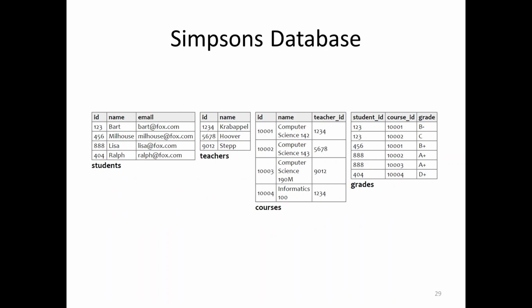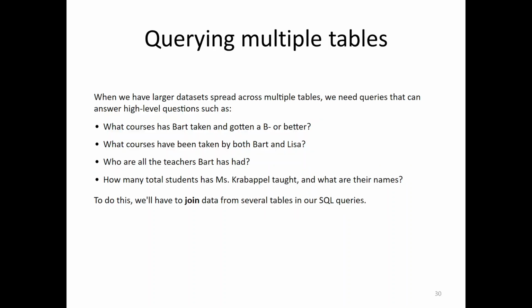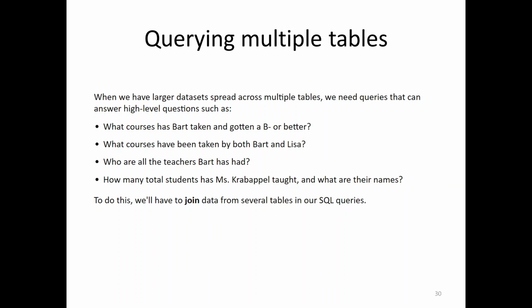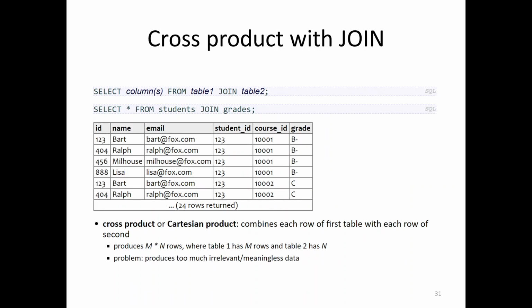Let's review the Simpsons database. We already talked about the Simpsons database, but let's do some practice. So the first question is, what courses has Bart taken and gotten a B minus? Did I talk about that? No. Here I just need to get information from two tables, right? So how can I do that? For that, I will need to use a join.